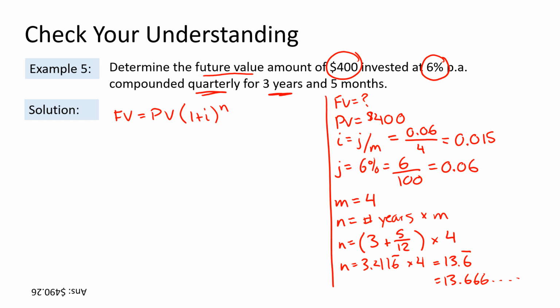So now we have all of our terms. We can simply substitute them into our equation and solve. Our future value is equal to our present value, $400, times 1 plus our periodic interest rate, 0.015, raised to the exponent 13.6 as a repeating decimal. If you multiply this out, you'll get an answer of $490.26. So that's just using the same methods we did in the previous question.